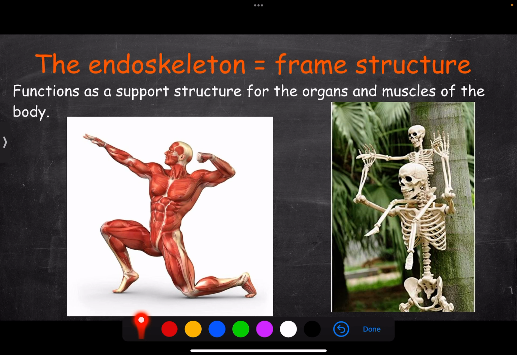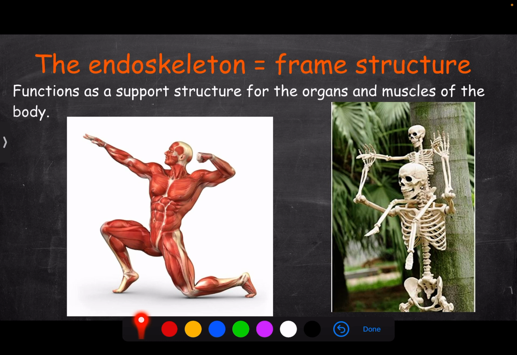All right, so the endoskeleton is a frame structure, and like other frame structures, its main function is to offer support. So the function is to offer support to the organs and the muscles of the body. So it allows you to stand, it allows you to basically hold yourself up, and it supports your muscles that allow you to move, and it supports your organs that are inside your body that allow you to survive.